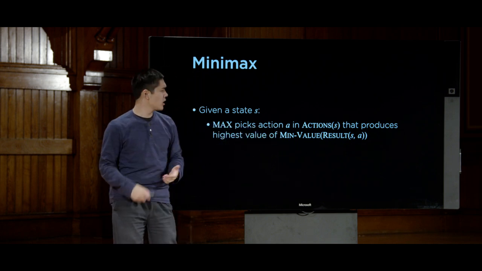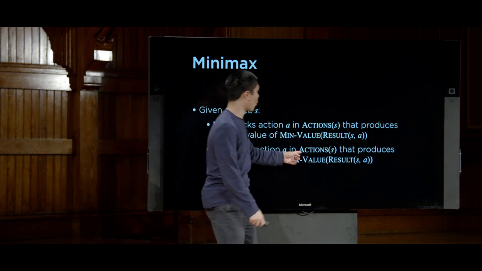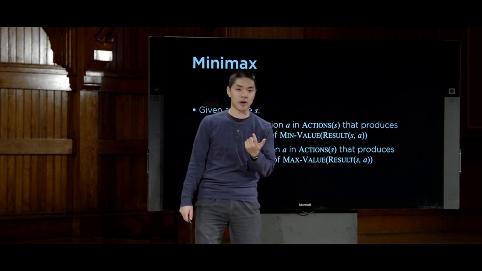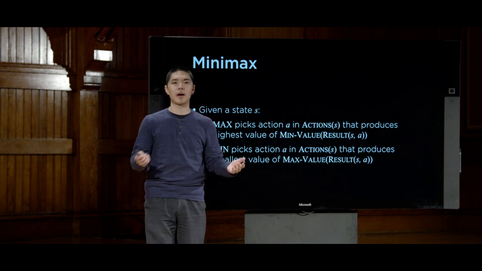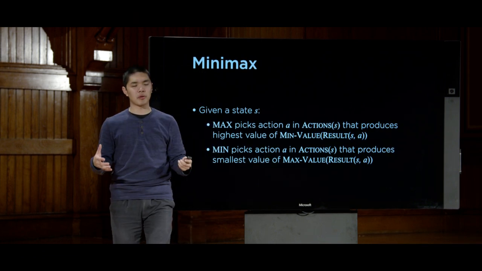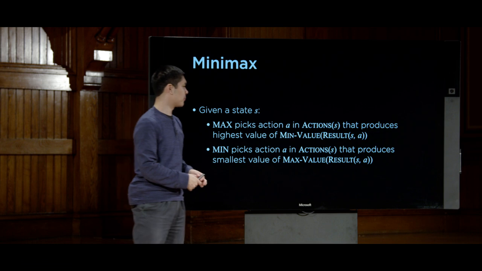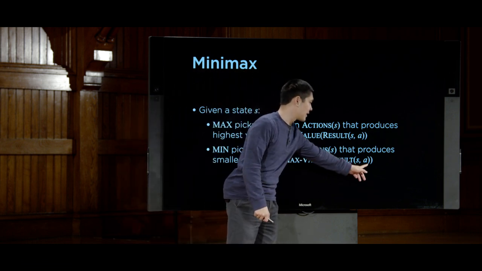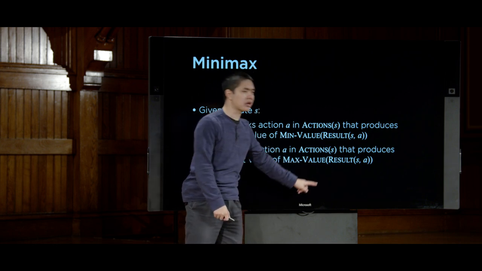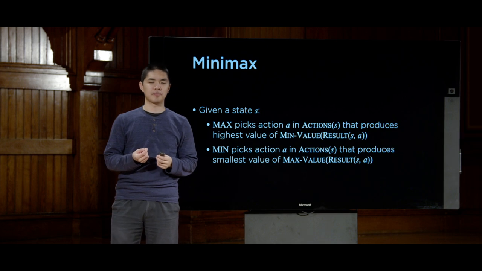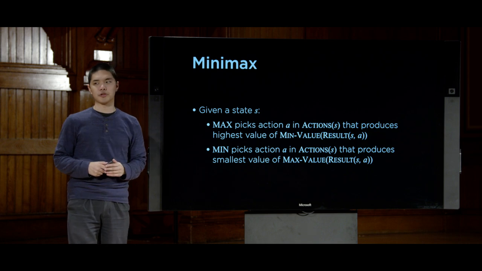And after I've considered that for all of my possible options, I pick the action A that has the highest value. Likewise, the min player is going to do the same thing, but backwards. They're also going to consider what are all of the possible actions they can take if it's their turn. And they're going to pick the action A that has the smallest possible value of all the options. And the way they know what the smallest possible value of all the options is, is by considering what the max player is going to do, by saying, what's the result of applying this action to the current state? And then what would the max player try to do? What value would the max player calculate for that particular state?